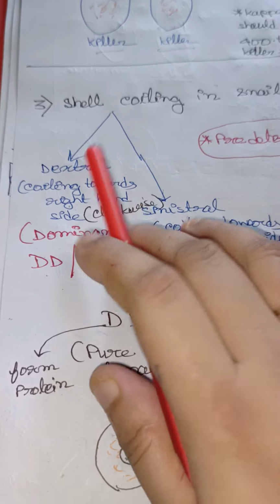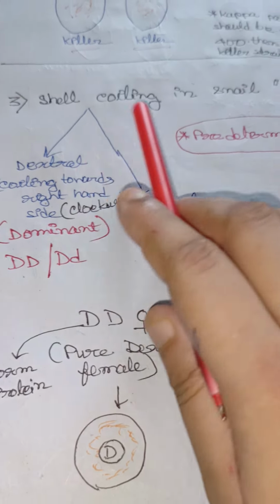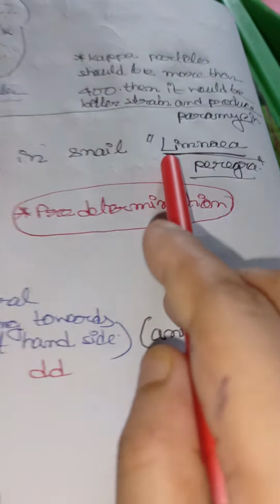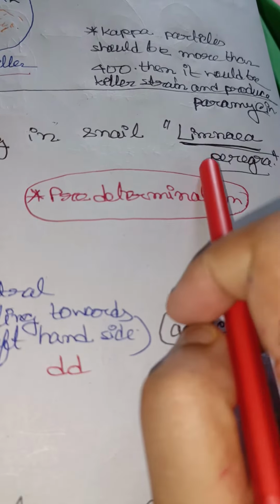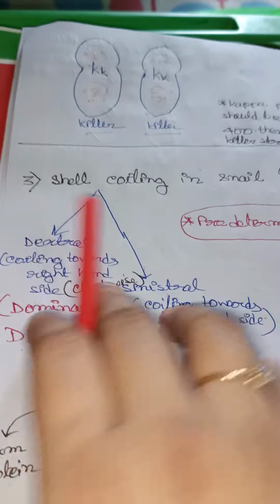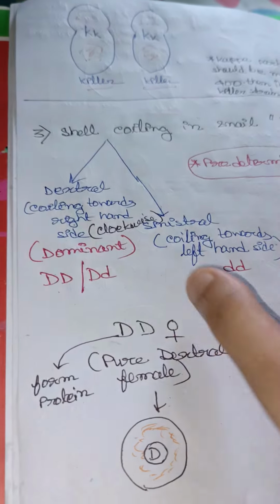And the last type of inheritance that we will see is shell coiling in snail. The scientific name is Limnaea peregra. Okay, this is the scientific name. So here, the shell coiling in snail, there are two types.